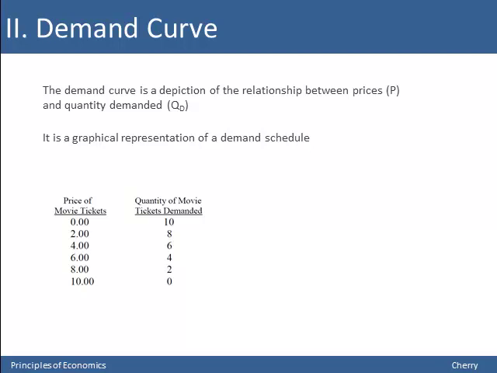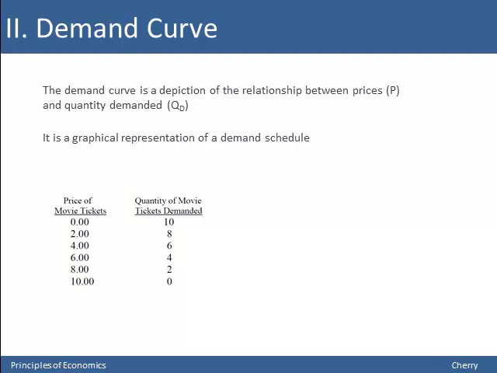So here's an example of a demand schedule. You have prices of movie tickets and the quantity demanded of movie tickets, right? So the price of tickets and the number of tickets demanded or purchased. So if the price of a movie ticket was zero, essentially they were handing them out for free, zero price, this individual might go to 10 movies, purchase 10 movies at zero cost.